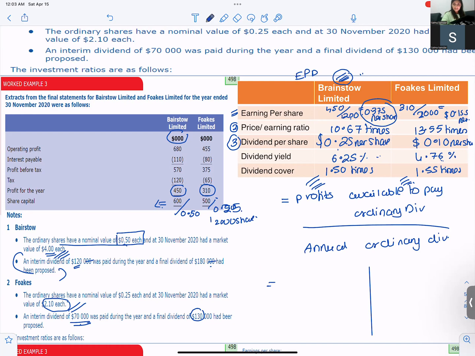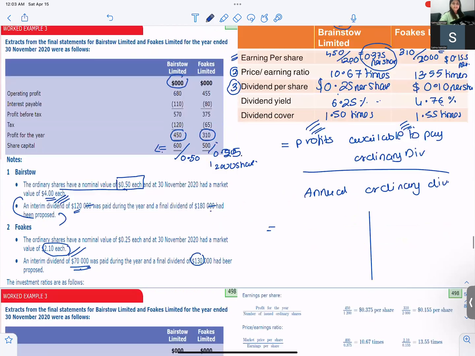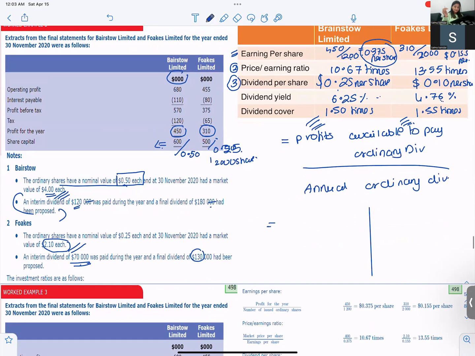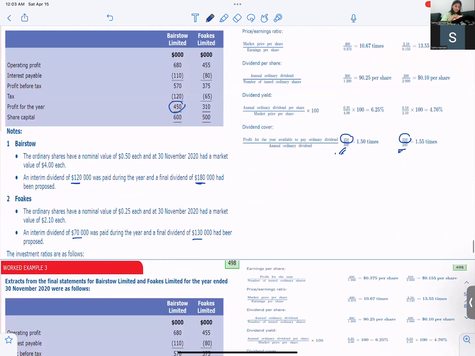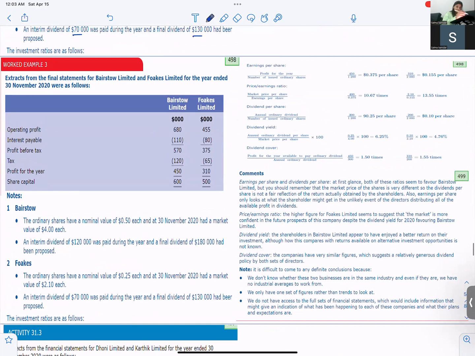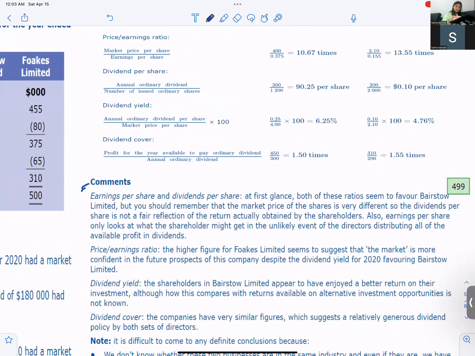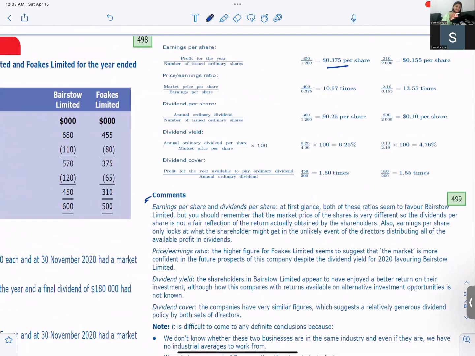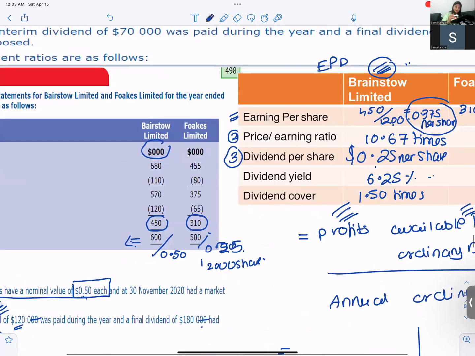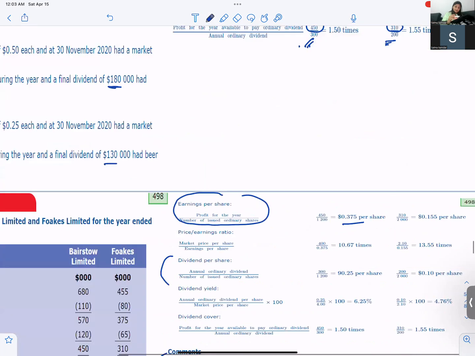Okay, so I have calculated all the investment ratios. Now I need to comment on the investment ratios. So let's comment on it. We have all the ratios clearly over here. So for earning per share, we are doing the earning per share and the dividend per share. The dividend per share, this is 0.25.